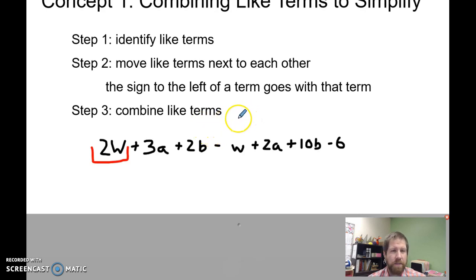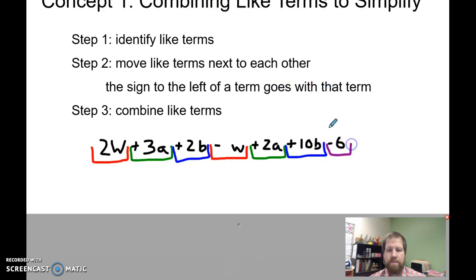The big important thing to note is that whatever sign or operation is to the left goes with your variable, or with your term. So this w has that minus or negative sign that needs to go with it if I ever move it. My 3a, I want to remember that that's a positive 3a. And then same thing for my positive 2b and my positive 10b, and then my minus 6.